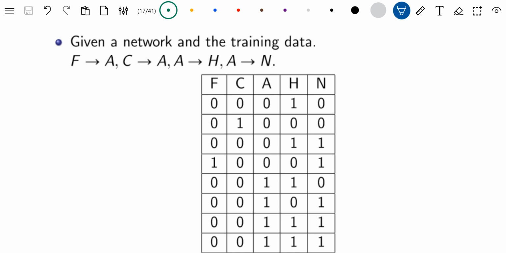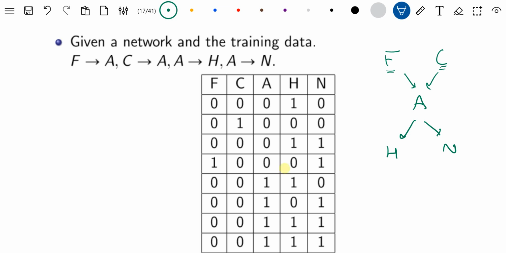So the problem here is about how to find the joint probability given the conditional probability table for a Bayes net. Suppose we have a Bayes net with F and C connected to A, and A connected to H and A connected to N.